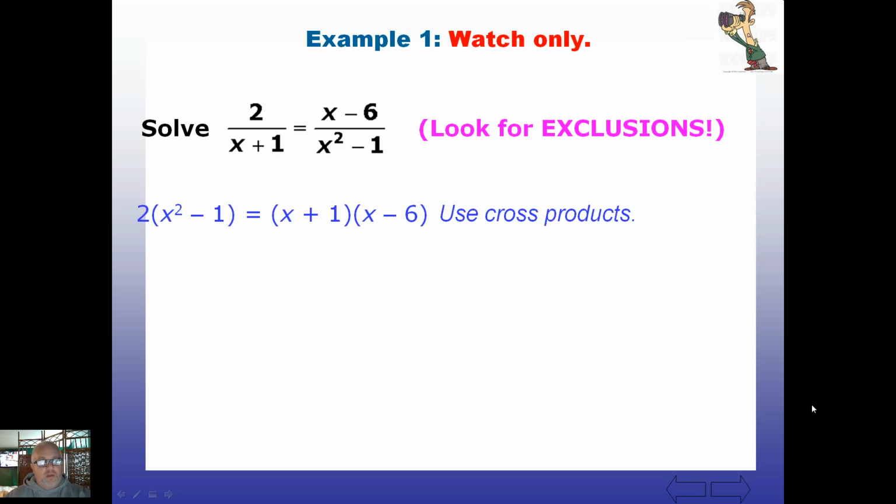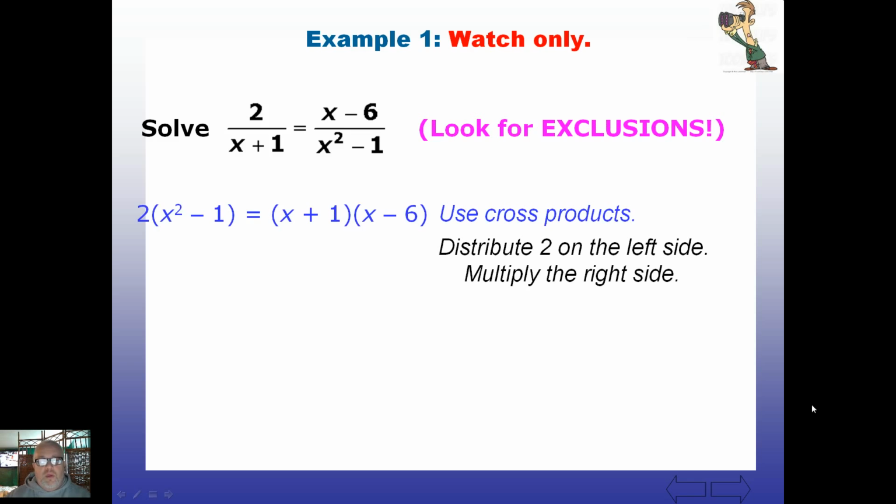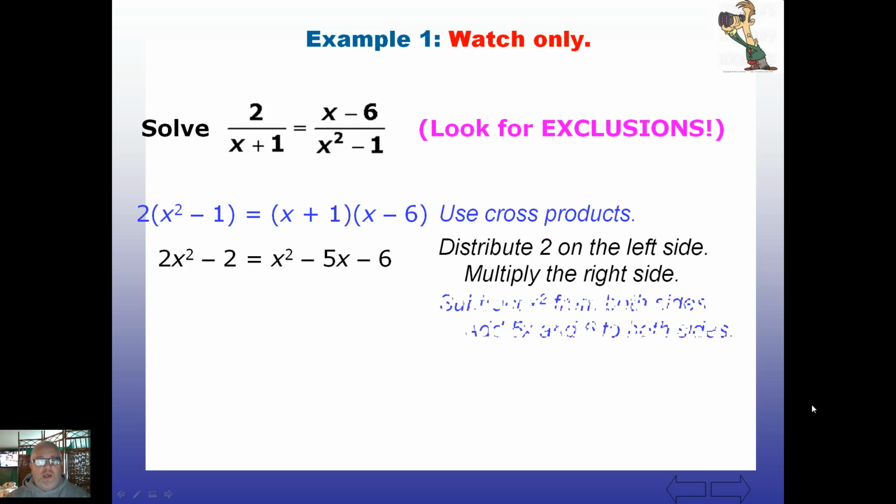We're going to go ahead and cross multiply, and then I'm going to distribute that 2 over on the other side. I'm going to get 2x squared minus 2, and I'm going to use the 2 by 2 box, or the FOIL method if you'd rather, to get the trinomial on the right. Okay, now let's clean things up here. I've got variables flying around on both sides. I want to shove everything over to one side. I'm going to subtract x squared from both sides, and add 5x and add 6, because I really want one of my sides to equal 0.